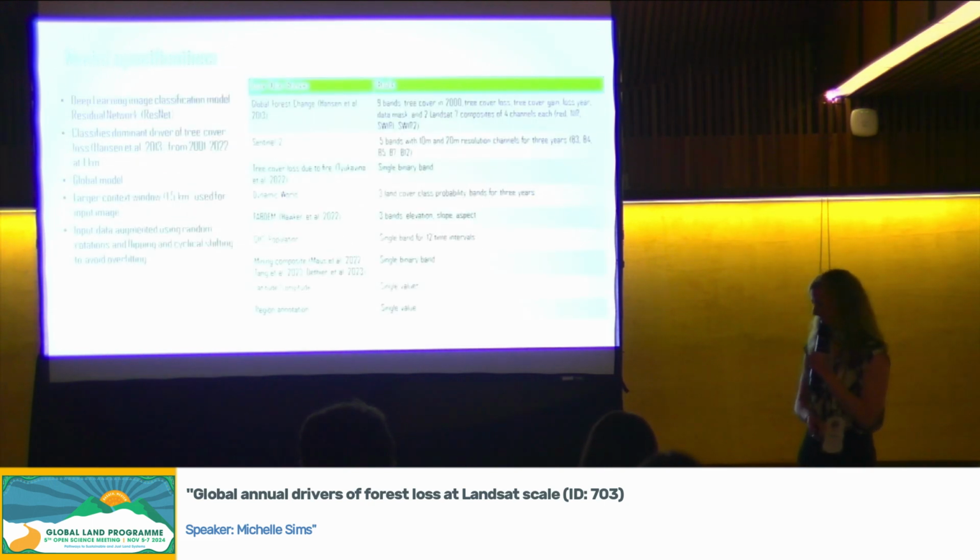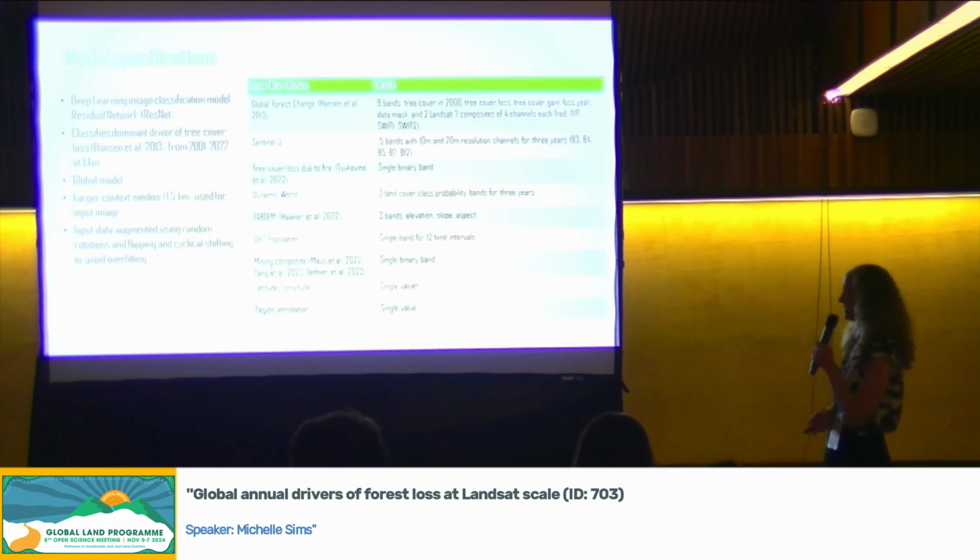So we used a ResNet deep learning image classification model with various input data sets shown here. So this includes Landsat and Sentinel satellite imagery, the Global Forest Change product from the University of Maryland, as well as various ancillary data sets. And our input data was resampled to a common spatial resolution of approximately 15 meters, and non-binary layers were normalized. We also augmented the input data used for training the model using random rotations and flipping to avoid overfitting, and we ended up producing a global model.